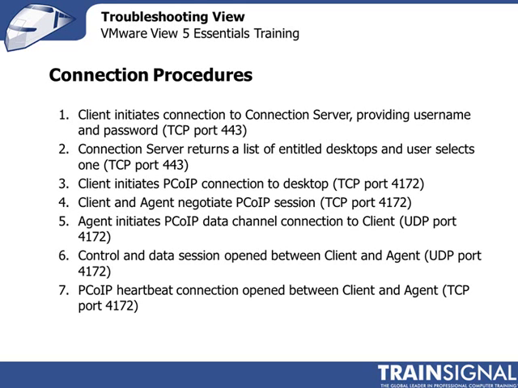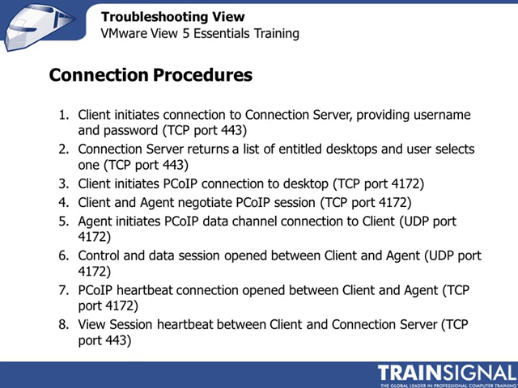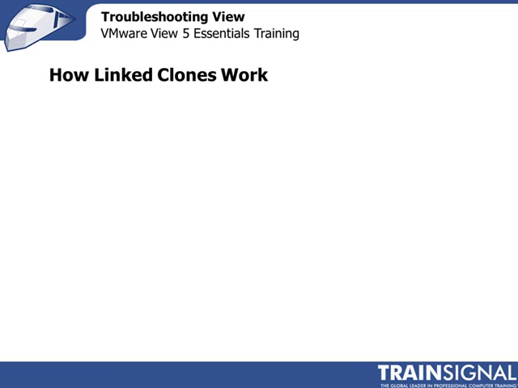While the PC over IP connection over UDP port 4172 is going on, PC over IP will also open up a heartbeat connection between the client and the agent using TCP port 4172. The client will also open up a heartbeat between the client and the connection server over port 443. This is so that the connection server and View administrator have some awareness of the session.